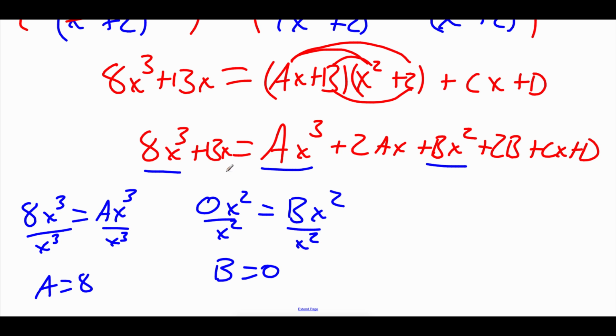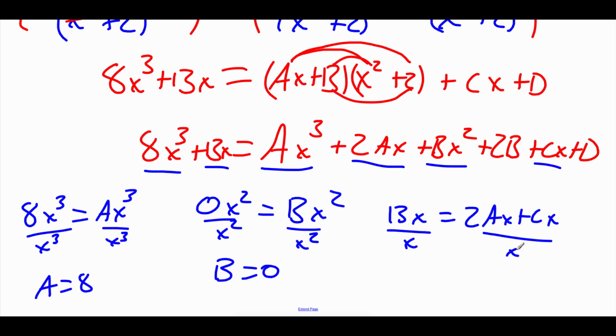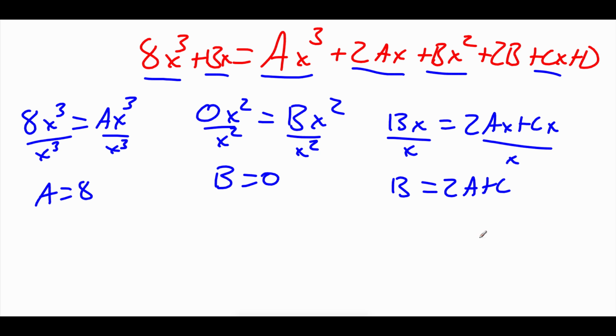For those plain x's, on the left-hand side, we've got 13x. On the right-hand side, we've got 2ax plus cx. So 2ax plus cx. We are going to divide everything by x to get rid of those things. So left-hand side is 13, right-hand side is 2a plus c. And then the last thing we have is our constants with no x's on them. On the left-hand side, there aren't any things that don't have x's on them, so we've got 0 on the left-hand side. On the right-hand side, we've got 2b plus d.